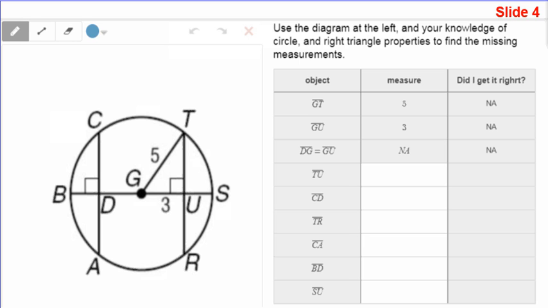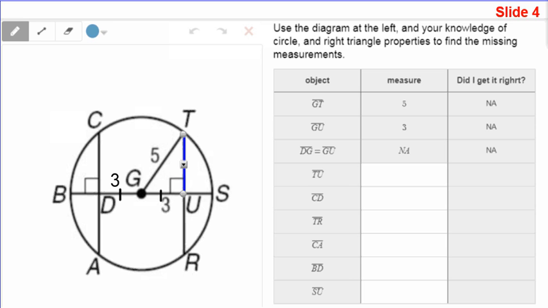So again, using our diagram here at the left and our knowledge of circles and right triangle properties, we want to find the missing measurements. So let's see, here we have our circle G. Here's our center, and we know a few things about it. We have our segment GT being 5 units, segment GU is 3 units, and we also know that DG is equal to GU, so they have the same measurement. So we'll mark that in our picture.